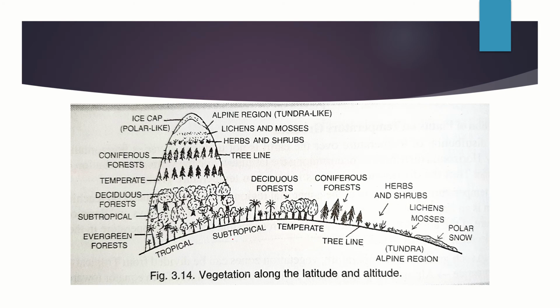Now you can see here we are discussing along the latitude and along the altitude. When you observe the altitude in the tropical region, the tropical kind of plants are found because in this region the temperature is very high and there is high humidity as well. When you move along the altitude, we have subtropical regions where deciduous forests are found. Then there is a temperate region where coniferous forests are growing, and most of the time we have a tree line here. Tree line is a specific geographical region beyond which the trees don't exist.